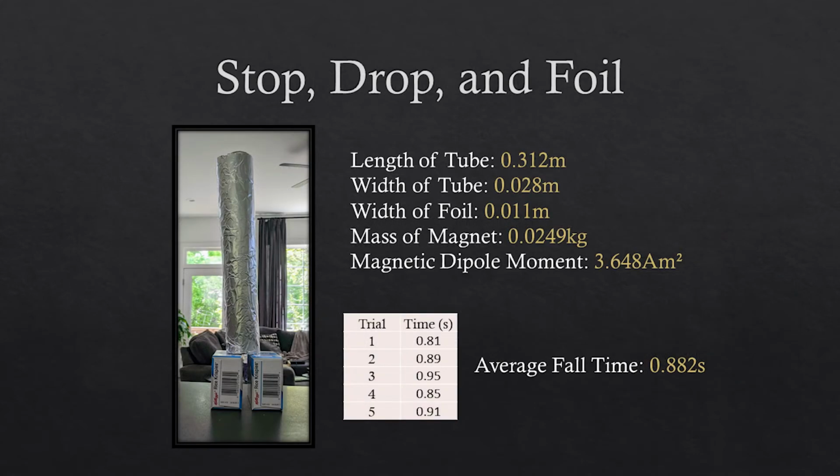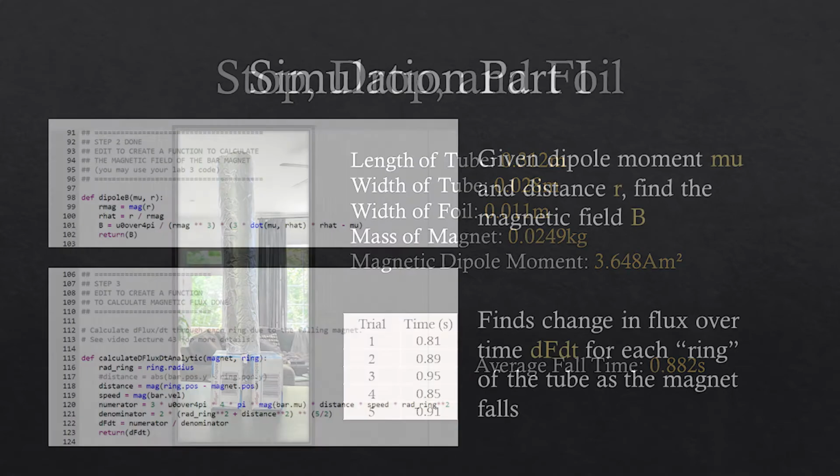So here's our experimental setup. We have our conductive tube. We have all of our associated measurements that we're going to need for our simulation. And basically what we do is we drop the magnet inside of there. Now, what we notice is that dropping the magnet inside of this conductive tube yields a longer fall time than just dropping it outside of anything else and just letting gravity affect it. The average fall time that we found was 0.882 seconds. Next, we're going to simulate this through GlowScript and see how this result compares with a calculation.